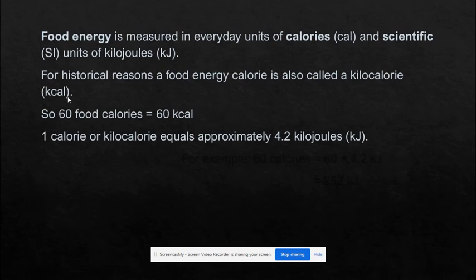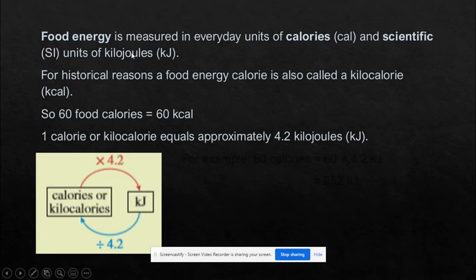1 calorie or kilocalorie equals approximately 4.2 kilojoules. So that's what you need to know, that 1 calorie is 4.2 kilojoules. Okay, so maybe write that down. Probably a good idea to write that down. So there we go. We've got calories or kilocalories. We times that by 4.2 and we get kilojoules. Or if we've got kilojoules, we divide that by 4.2 to get our calories.